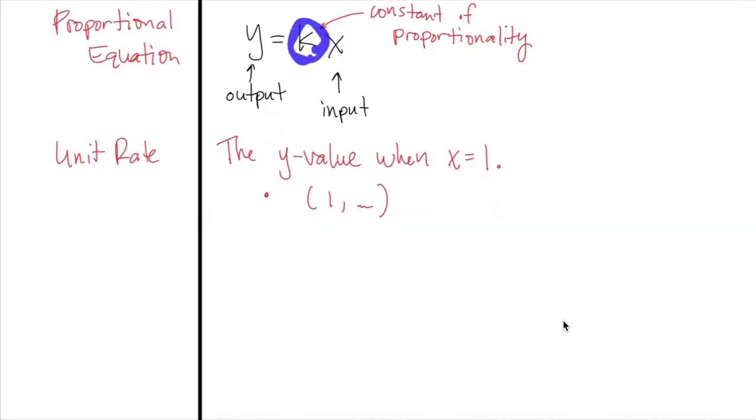So the proportional equation is y equals kx, where k is that constant of proportionality. And then we also have unit rates, the y value when x equals 1. So find when x equals 1, look at that y value, and that together is your unit rate. Good. All right, so let's look at some examples here.